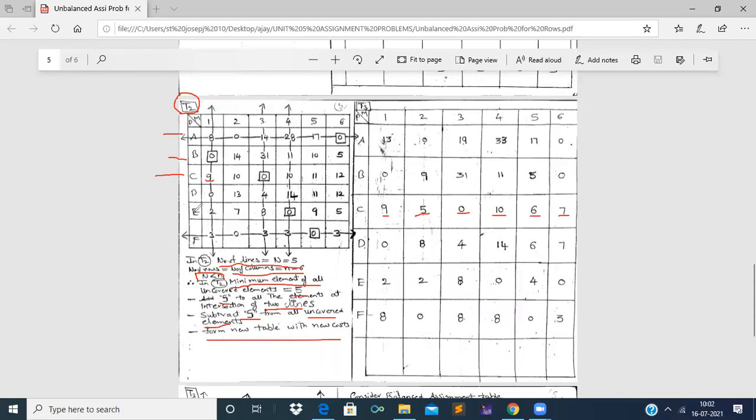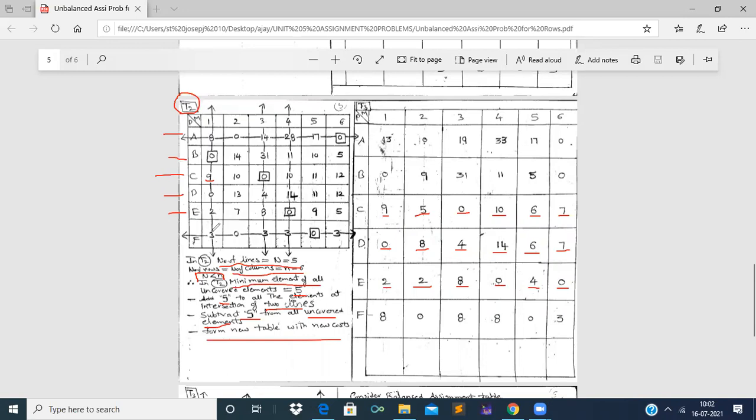Next, let us go for row D. 0 should be written as it is. 13 minus 5 is 8. 4 should be written as it is. 14 should be written as it is. 11 minus 5 is 6 and 12 minus 5 is 7. And in the same way, now let us proceed for the fifth row. 2 should be written as it is. 7 minus 5 is 2. Next, 8 should be written as it is. 0 should be written as it is. 9 minus 5 is 4. And 5 minus 5 is 0.